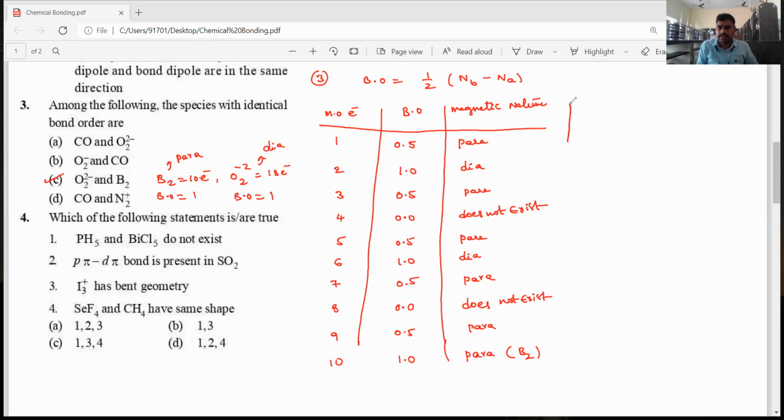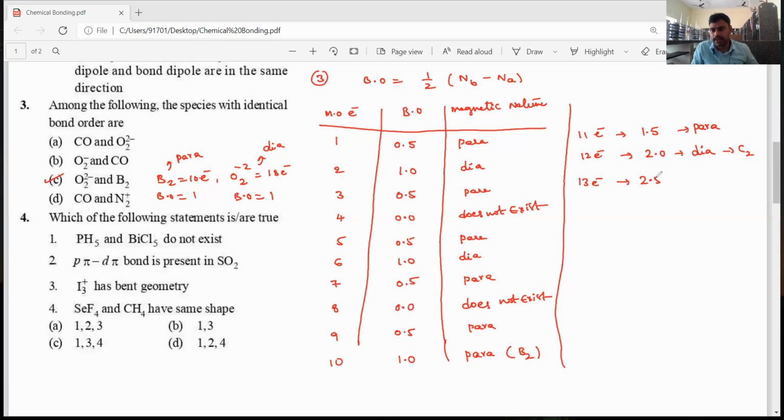Okay, students, let's listen to the remaining bond orders and magnetic natures up to 20 electrons that we need to learn. When 11 electrons are present, the bond order is 1.5 and it is paramagnetic. With 12 electrons, the bond order is 2.0 and it is diamagnetic, for example C2. With 13 electrons, the bond order is 2.5 and it is paramagnetic, for example N2 plus.